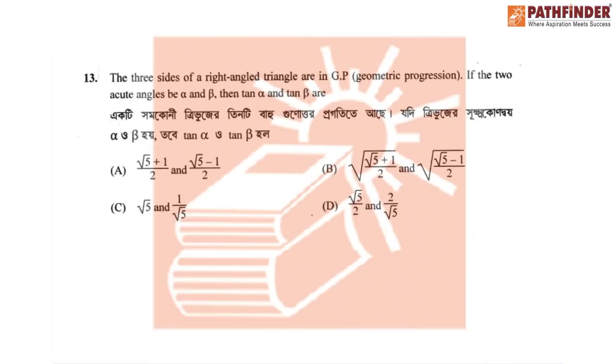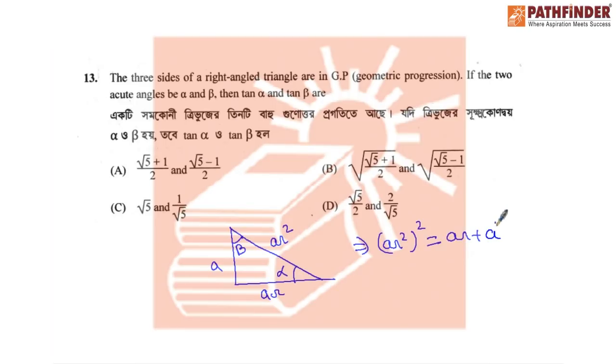Now move to the next question, question number 13. The three sides of a right angle triangle are in GP. If the two acute angles are alpha and beta, then tan alpha and tan beta are. So in this one, a right angle triangle is given to us. Let this angle be alpha, this angle be beta, and the sides be A, AR, AR². So what we will get here is (AR²)² is equal to (AR)² plus A² R².